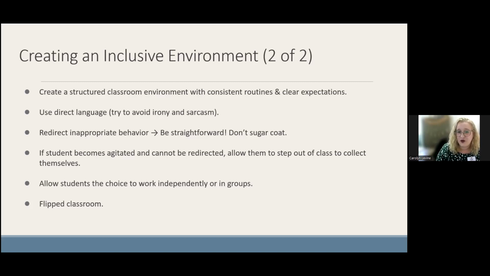Allowing students the choice to work independently or in groups. Obviously, with that difficulty with social interactions, it can be really hard for folks on the spectrum to work in groups. Sometimes it's helpful for them to push their limits and work on that, but sometimes it's counterproductive. So feel that out, see if you feel like it's appropriate to let them work independently. Doing a flipped classroom is also very helpful.